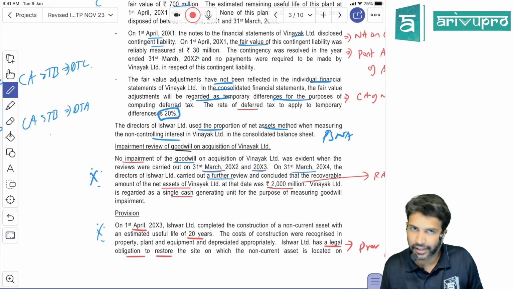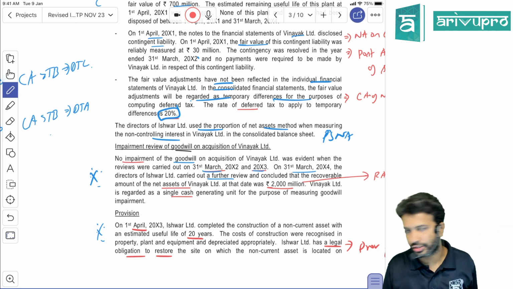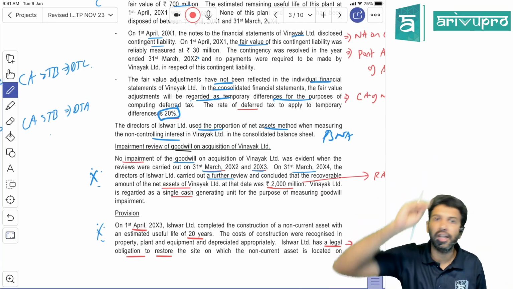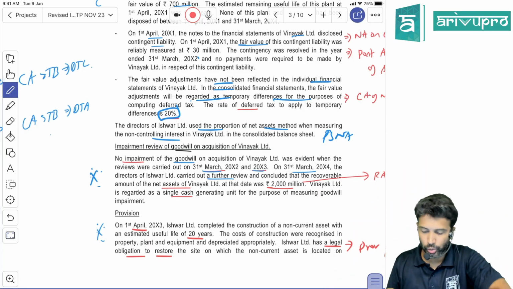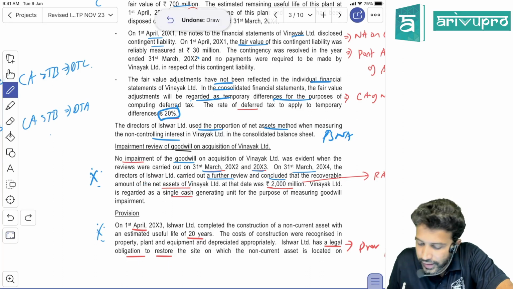Because we have already studied in IND AS 38 also, the goodwill that you get as per IND AS 103 business combination is not amortized. It is only tested for impairment annually. At least annually, you need to test the impairment on such goodwill. So again, in the current year, the third year, we did. So they have done this fair value exercise and concluded that the recoverable amount of net assets of Vinayak is 2,000.